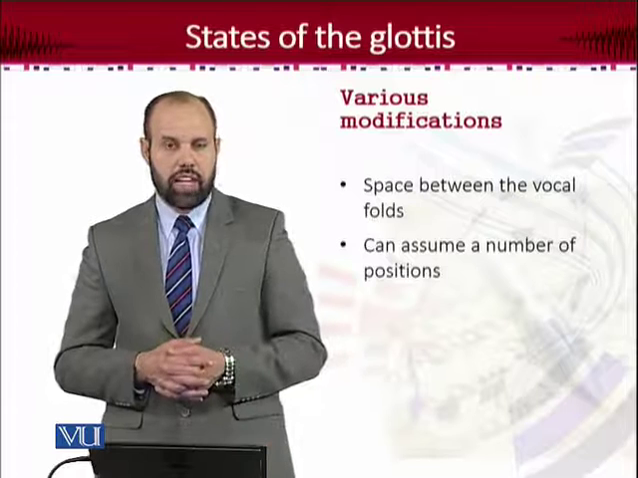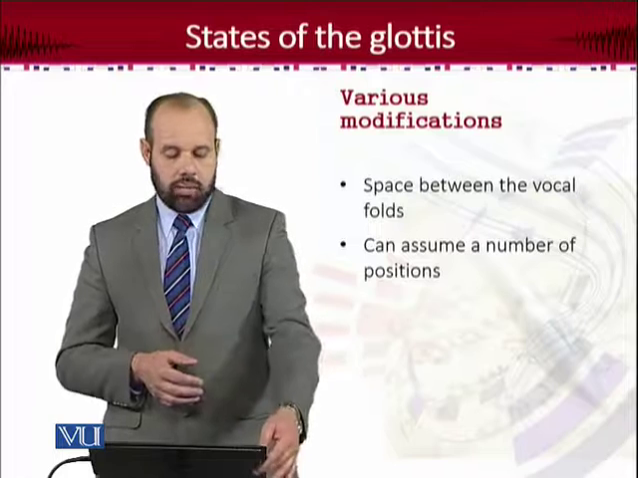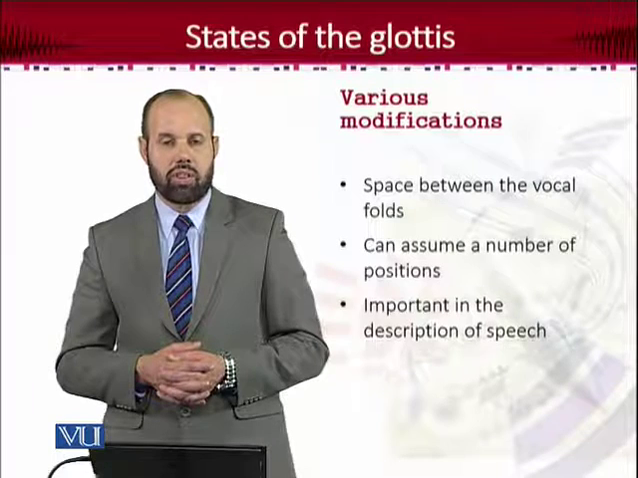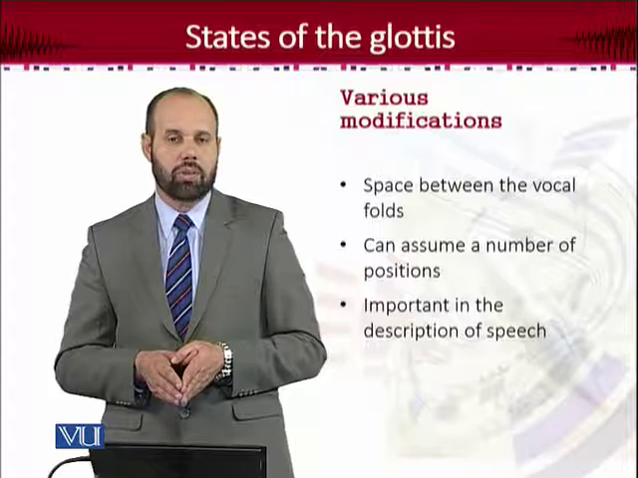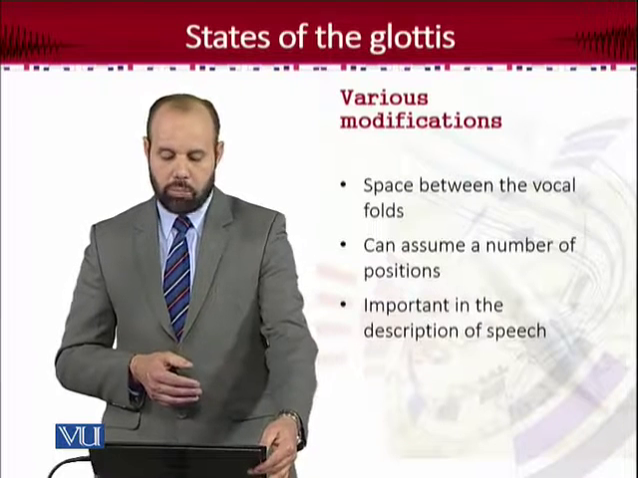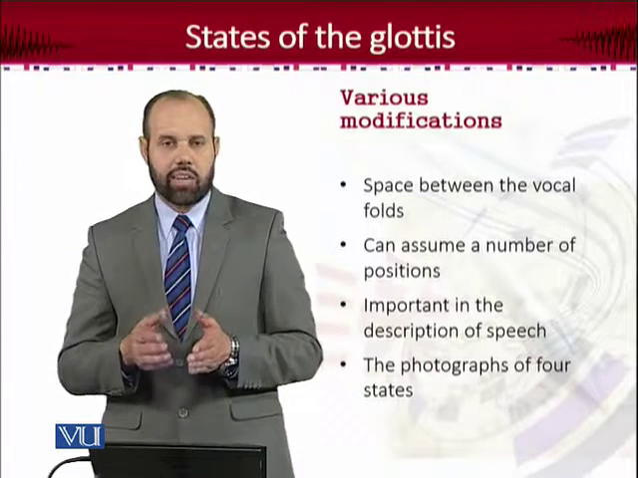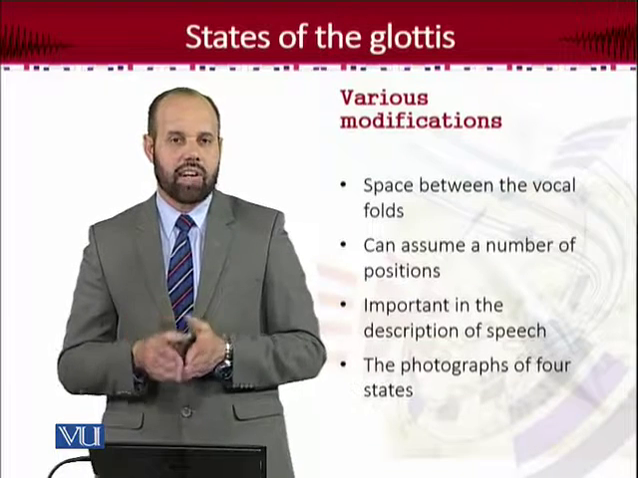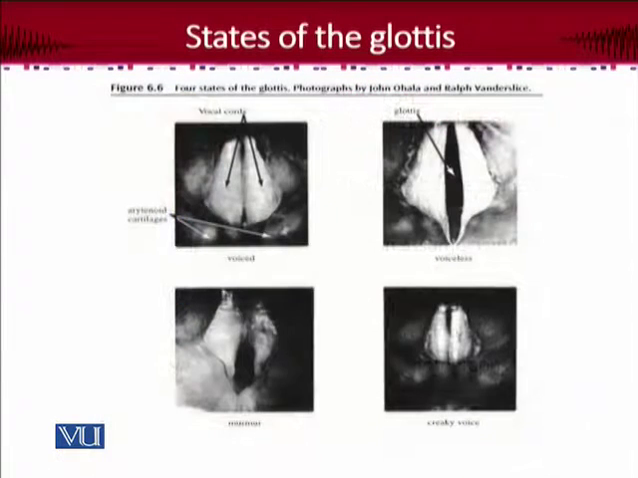So these are the modifications. These are the positions which are assumed by the glottis. Glottis is an important part in the description of a speech sound, because without describing the position of glottis or the position of larynx, we may not be able to fully describe a speech sound. That's quite important. And from our textbook, we know that four positions are given by Ladefoged and Johnson. So let me show you those four possible positions of larynx and the states of glottis here.